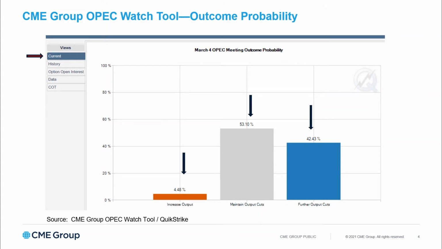53% chance of maintaining the current output, or they say maintain output cuts. And a 42% chance of further output cuts. So it's basically, what are the chances of them turning on more production, turning off production, or maintaining the same production? And that's what the tool does using the weekly and monthly options for WTI.